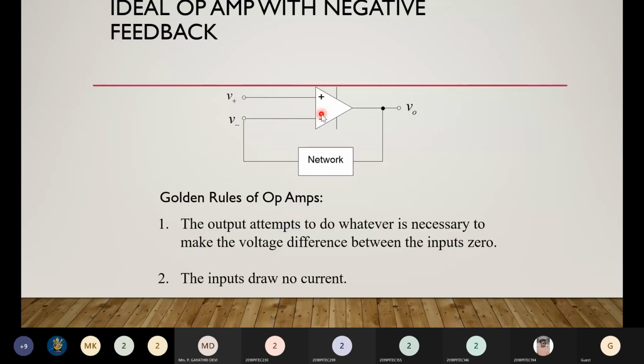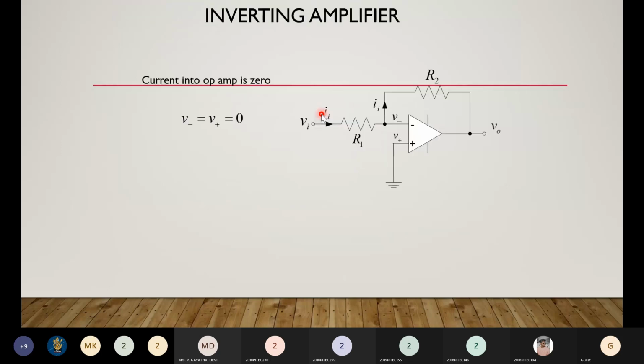Whenever you are analyzing an op amp circuit, applying these two golden rules, we will simplify and try to understand what exactly that circuit is going to do. First is the inverting amplifier.